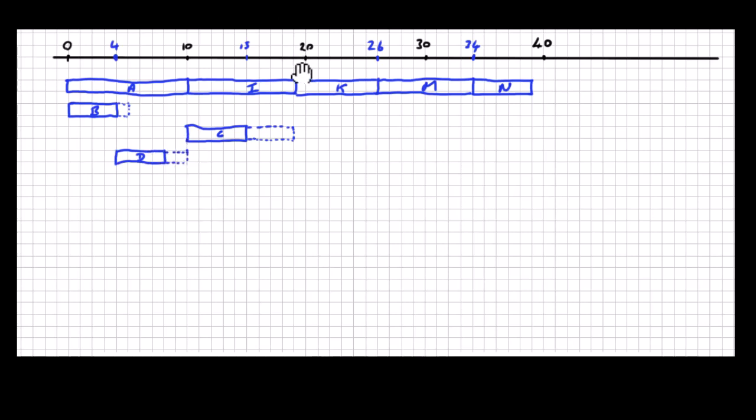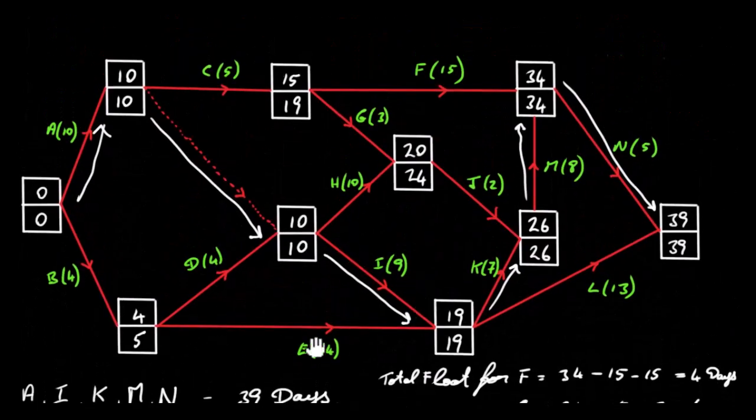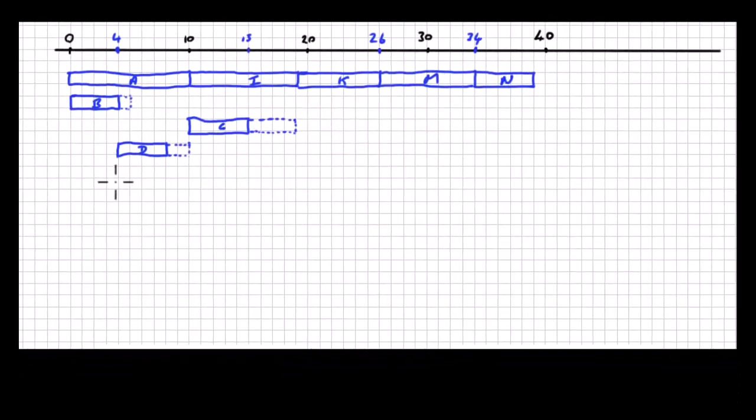Okay, let's look at E. So E is along here. It starts at 4, it has a duration of 14 and has a float time of 19 minus 4, which is 15, and 15 minus 14, which is 1. So it has a total float time of 1 day. Now it starts at 4 and goes out 14 days. And it has a float of 1 day. Okay, so that's E.